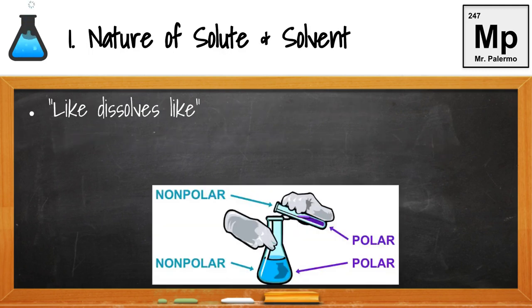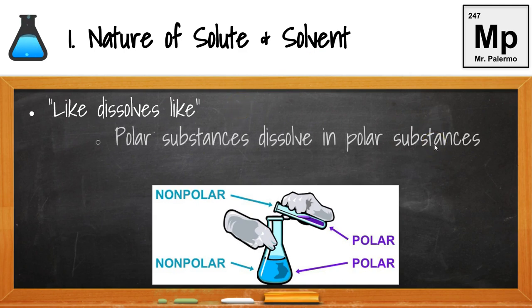So when we talk about things that will affect the ability to dissolve a substance, the first thing we look at is the nature of the solute, what we're dissolving, and the solvent, what we're dissolving it in. And so the saying "like dissolves like" allows us to easily figure that out. What I mean is polar substances dissolve in other polar substances. So like dissolves like in terms of polarity.